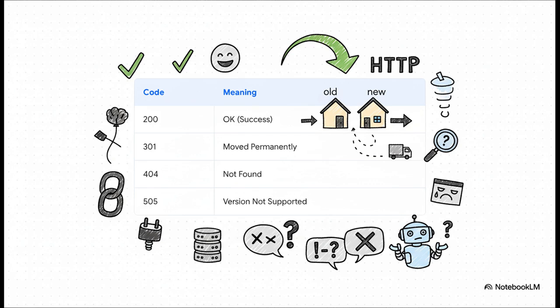A 301 just means, hey, that page is moved, here's the new address. The famous 404 means the server looked, but it just couldn't find the file you asked for. And a 505, that's basically the server saying, sorry, I don't speak the version of the language you're using.